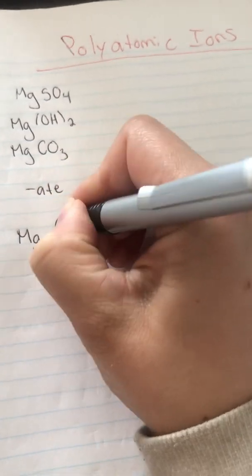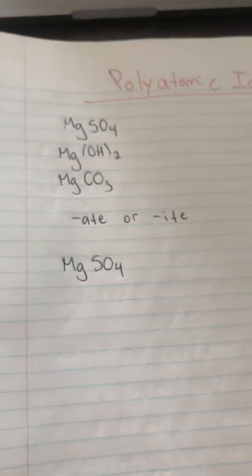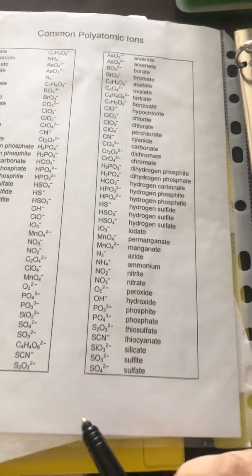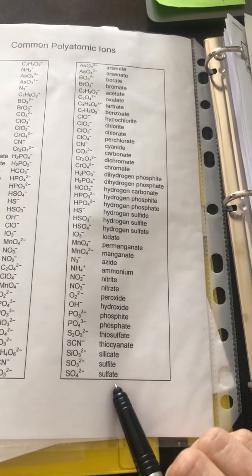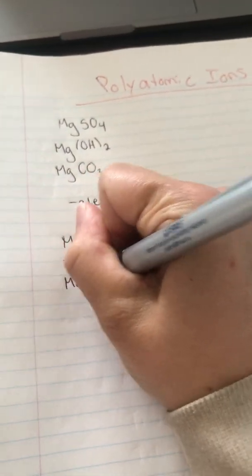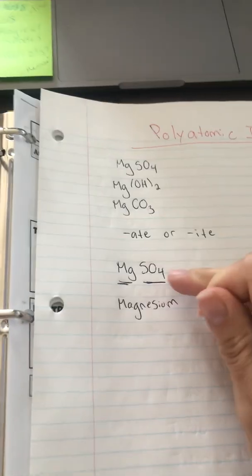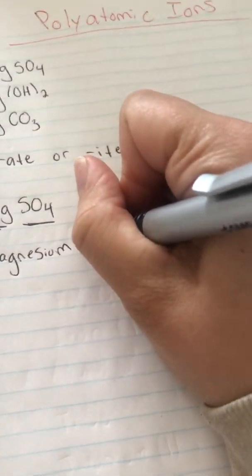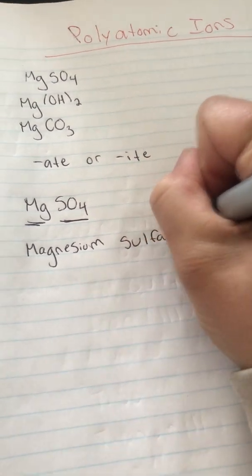If I give us MgSO4, we know that Mg is magnesium, and SO4 is another compound, so we look on the sheet for SO4. SO4 is way down at the bottom, called sulfate. So we said that Mg was magnesium, and SO4 was sulfate. So this compound is literally just called magnesium sulfate.